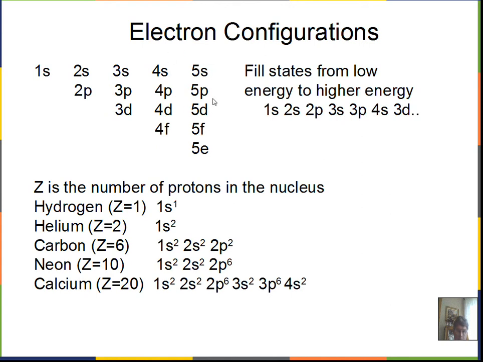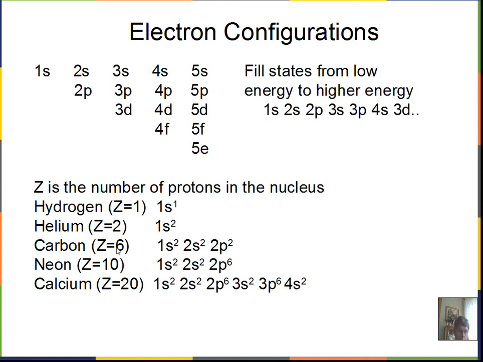However, when we get into this range in the 5 level, there are quantum mechanical effects that cause these energies to sometimes be lower than what this chart would suggest. So only use this trick when you're near the beginning of the periodic table. Hydrogen, Z is the number of protons. There's 1 proton in hydrogen. So we have the 1s1 state. Helium, 2 electrons, 1s2. Again, the s state, we can put 2 electrons into that.